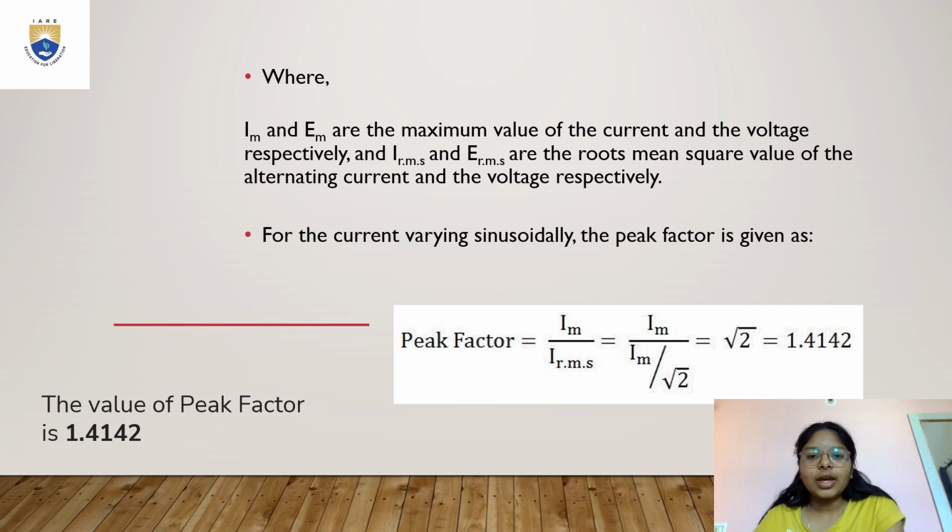For the current varying sinusoidally, the peak factor is given as peak factor is equal to Im by IRMS is equal to Im by Im by root 2 is equal to root 2. The root 2 value is 1.4142. So the value of peak factor is also 1.4142.